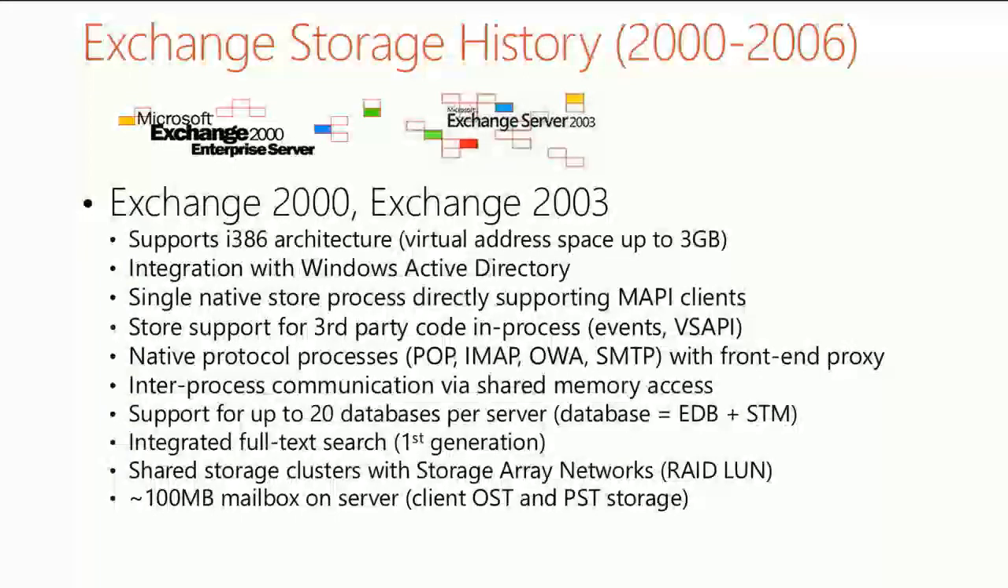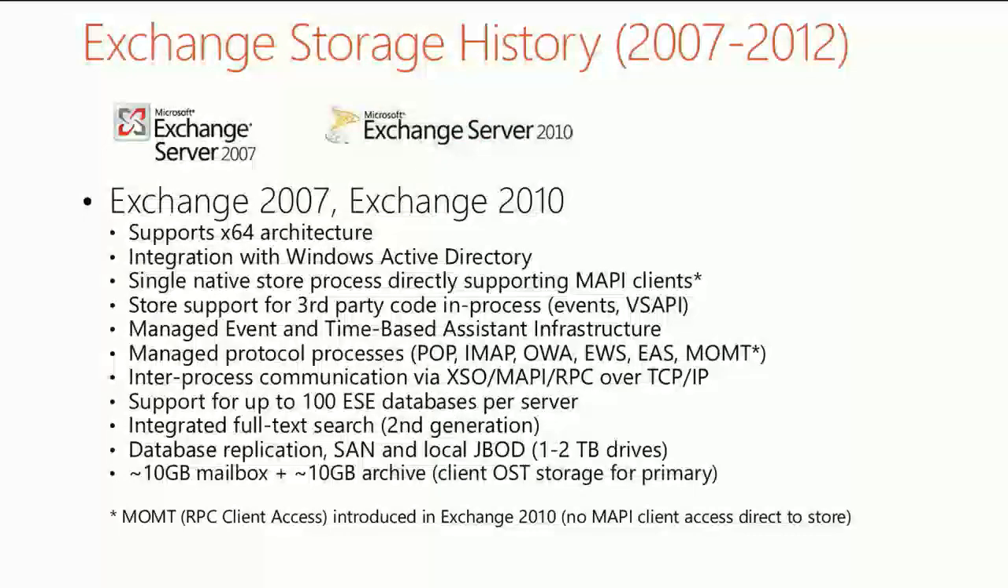Native processes that start to front-end that with POP, IMAP, OWA and SMTP, and support for 20 databases per server. Mailboxes are about 100 megabytes in most customers. We start to have client OSTs and PST storage for archives still. Still a difficult management story in the enterprise space.